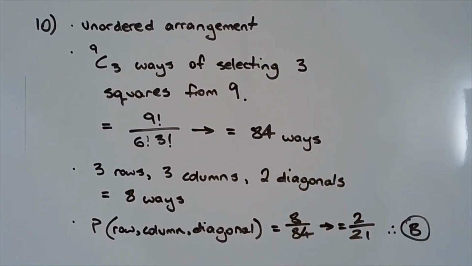Now, of those 84 ways, there are 3 rows, 3 columns, and 2 diagonals that are possible, which gives us 8 ways out of the 84 to align the squares in rows, columns, or diagonals. So the probability of squares aligning in a row, a column, or a diagonal is equal to 8 out of 84, which simplifies to 2 out of 21, and therefore it's option B.